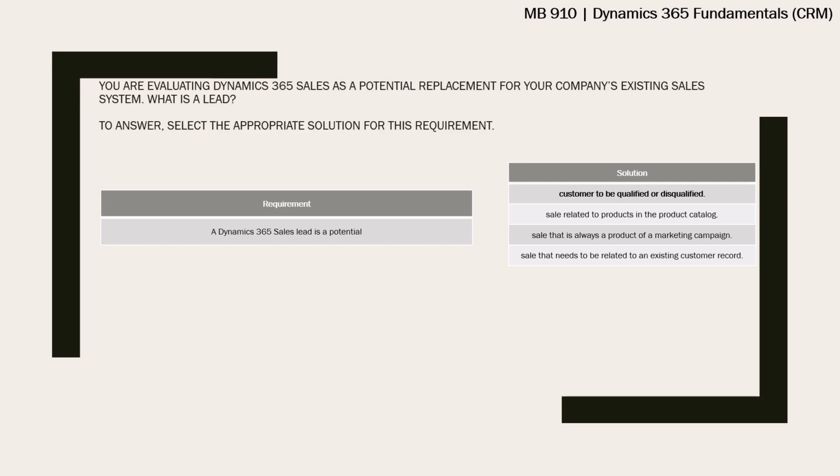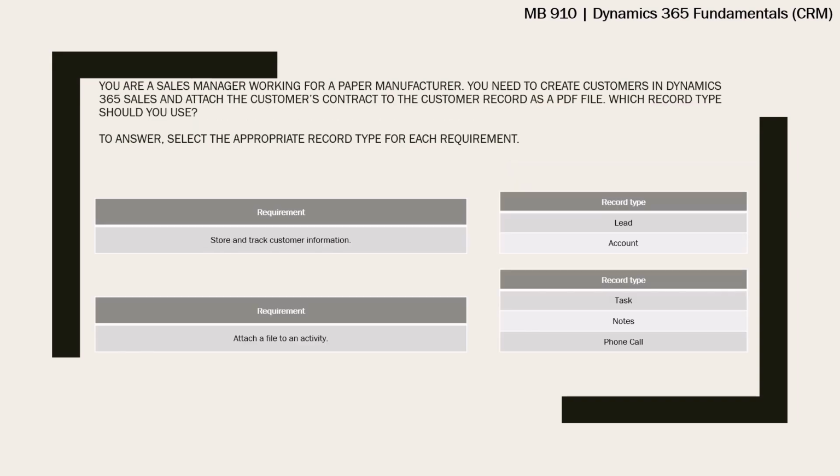You are a sales manager working for a paper manufacturer. You need to create customers in Dynamics 365 Sales and attach the customer's contract to the customer record as a PDF file. Which record type should you use? Answer. Select the appropriate record type for each requirement.